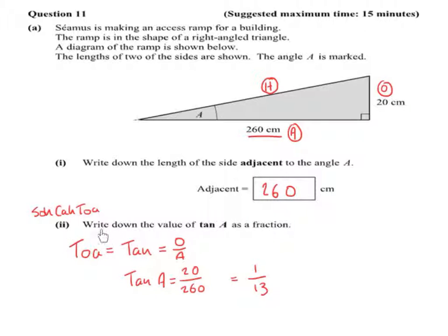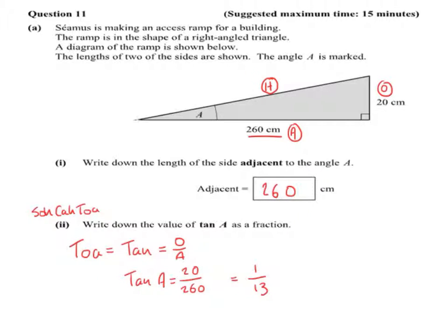Part 2, write down the value of tan of A as a fraction. So we need to write out our formula SOH CAH TOA. SOH stands for sine equals O over H, so opposite over hypotenuse. CAH stands for cos equals A over H, so cos equals adjacent over hypotenuse. And TOA stands for tan equals O over A. So tan equals opposite over adjacent.